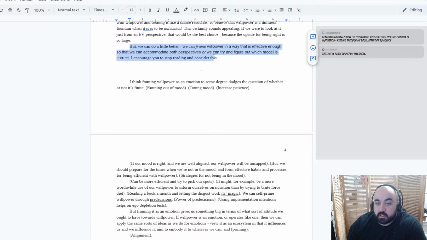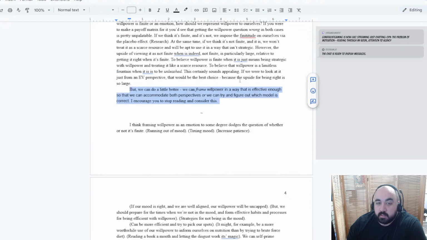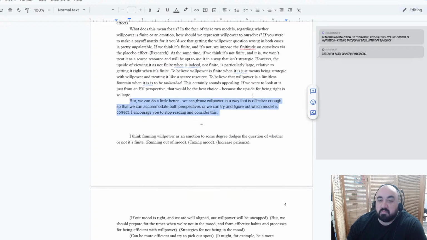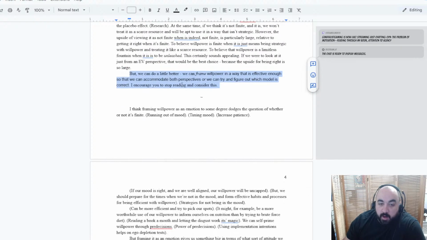I encourage you to stop reading and consider this. Consider how to do it. Interesting. I think framing willpower as an emotion, to some degree, dodges the question of whether or not it's finite.